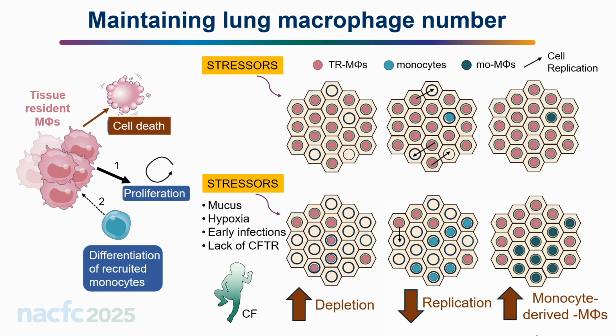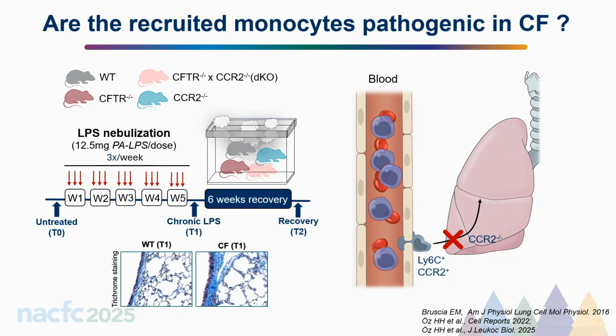But does it really matter? Are those monocytes really bad or are they working properly? And this is another example of when a mouse model can be informative. In this study, to address this question, we developed a model to study how chronic neutrophilic inflammation is damaging the lung. We took wild type and CF mice and treated them with low doses for 5 weeks. At the end of 5 weeks, there is much more damage in the CF lung compared with the wild type.